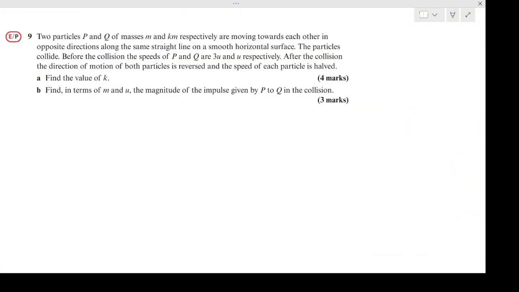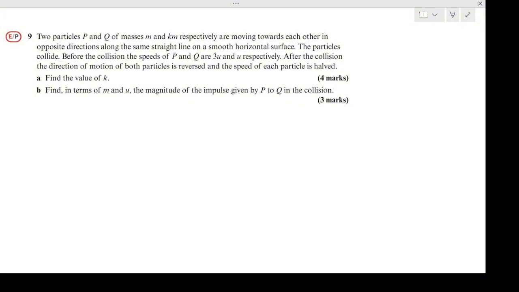Then I've got this question here. We're told two particles P and Q of masses m and km are moving towards each other in opposite directions. The particles collide. Before the collision, the speeds of P and Q are 3u and u. After the collision, the direction of motion is reversed for both of them and the speed is halved. Then I need to find k.